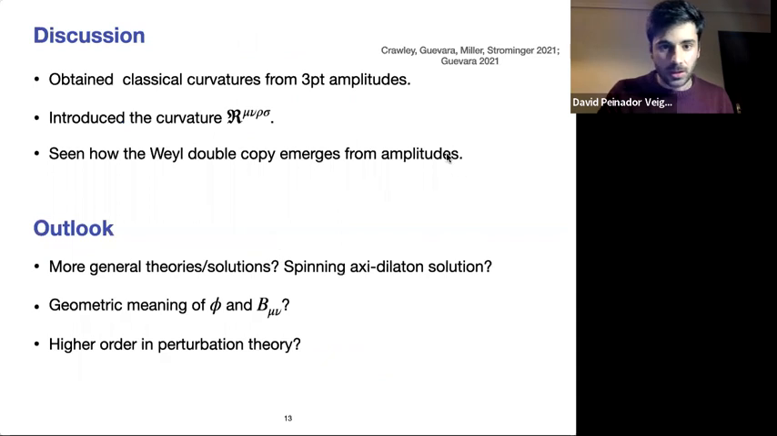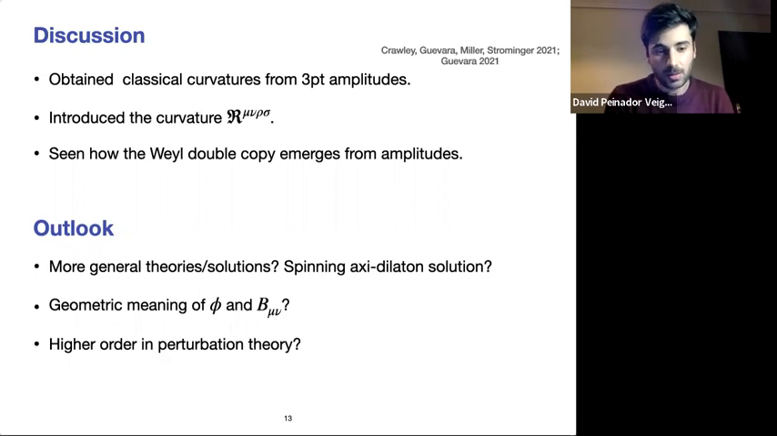And with that, I'm going to just give you a brief summary of what we've done. We've obtained classical curvatures and fields from 3-point amplitudes, namely the Kerr-Taub-NUT family, which is something that was also done in two papers last week by Crawley, Guevara, Miller, and Strominger, and also Guevara. They also did it in split signature, and they also have a brief discussion of 3-point amplitudes in that context. We also introduced a generalized curvature, which includes dilaton and axion. And we've seen how the Weyl double copy emerges from amplitudes in this context.